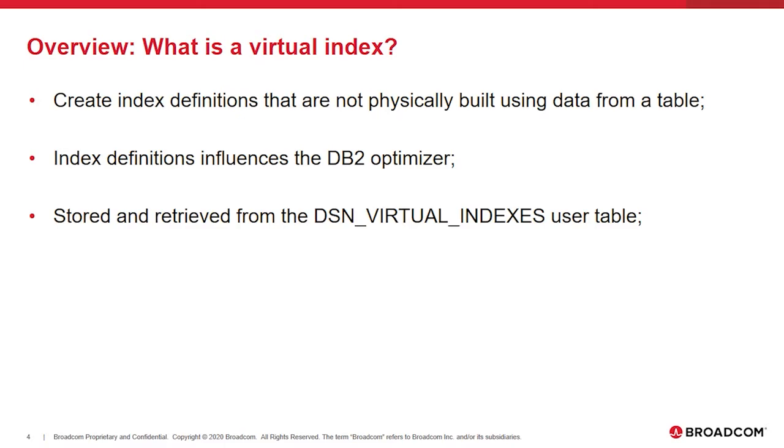Since DB2 manages tens of terabytes of data, creating prototype indexes on tables with many records is impractical. To quickly and easily prototype indexes on those large tables, creating virtual indexes is the best way. These index definitions contain columns and statistics on those columns, which influence the DB2 optimizer to consider the virtual index during the explain. Virtual index definitions are stored and retrieved from the DSN_VIRTUAL_INDEXES user table.